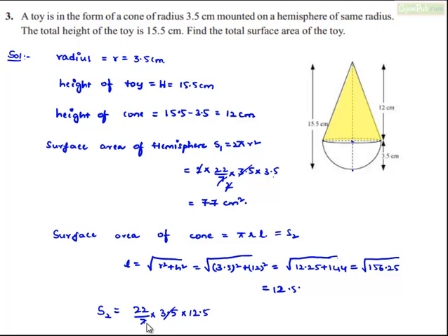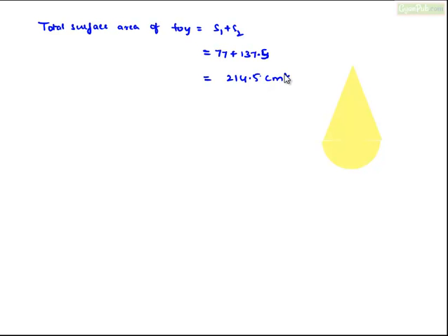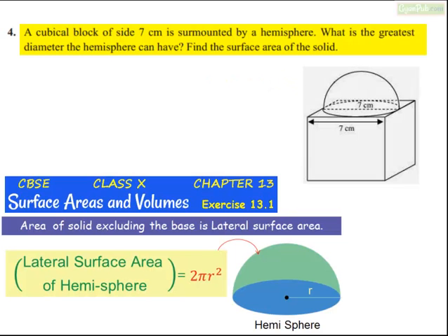Here 3.5 goes in 7 2 times, and 2 goes in 22 11 times, and here 11 times 12.5 is 137.5 centimeters square. Now the total surface area of toy is equal to S1 plus S2, which is here 77 plus 137.5, that is equal to 214.5 centimeter square. That is the required answer.